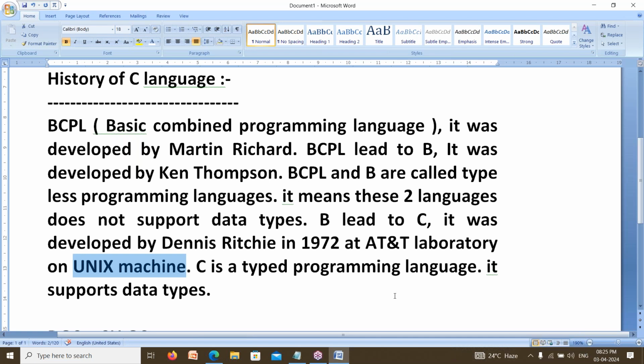Every computer will have an operating system, no? C language was developed on one computer. On that computer, the operating system is Unix.